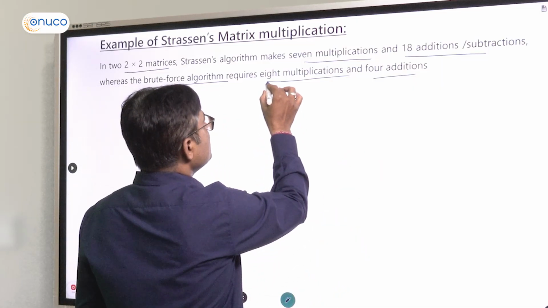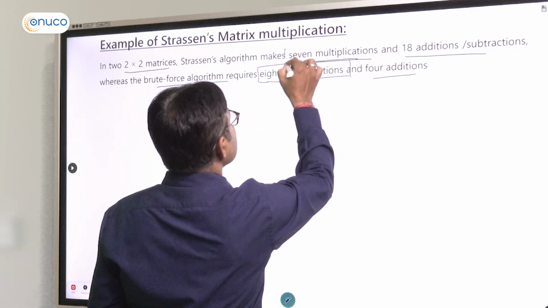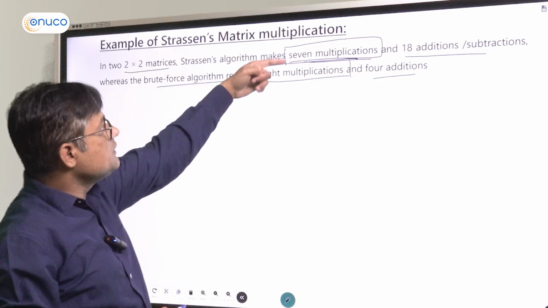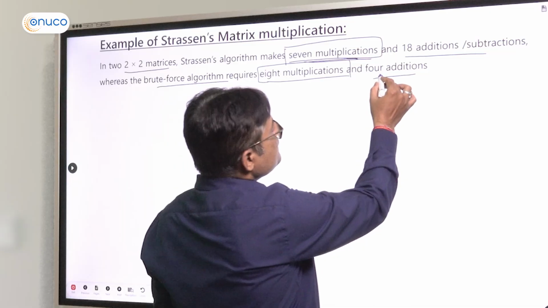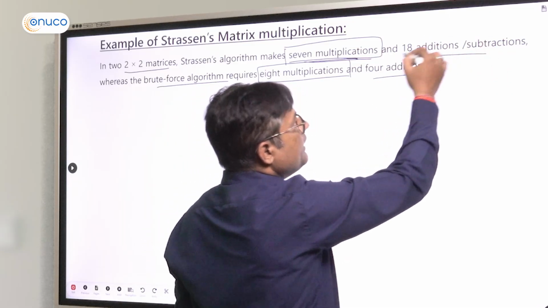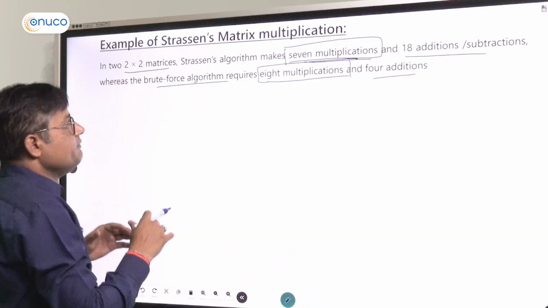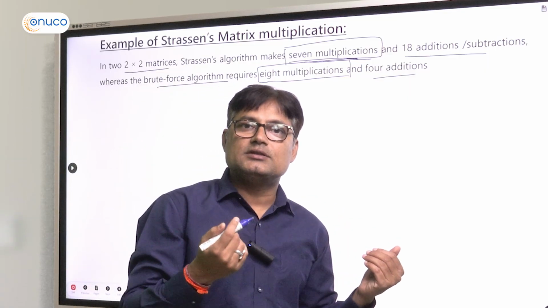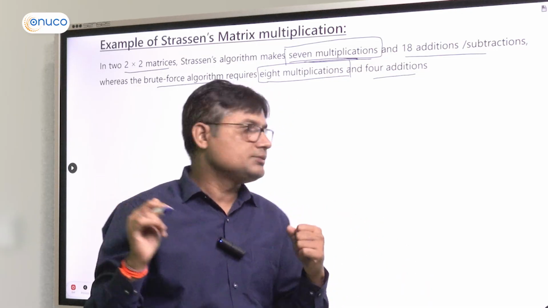So, our focus is on these 8 multiplications versus 7 multiplications in Strassen's. So, the number of multiplications is decreased by 1, right? But see, in place of 4 additions, Strassen's multiplication requires 18 additions and/or subtractions, right? So, we are ready to give time for additions or subtractions. We are ignoring that time. Our focus is on multiplications.